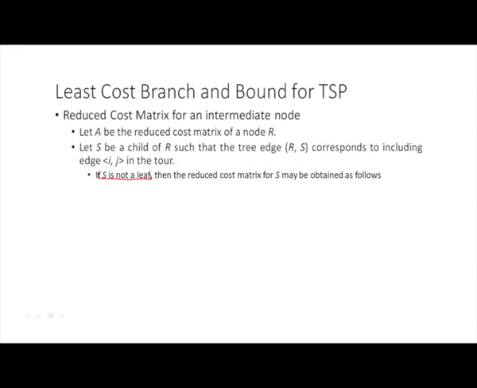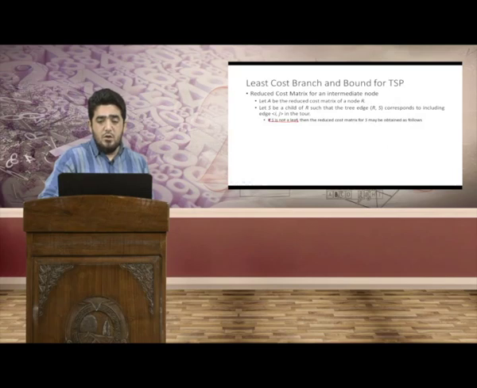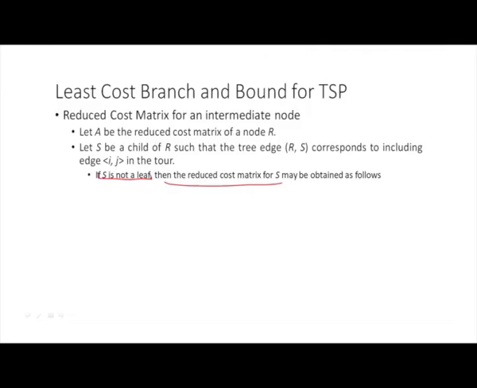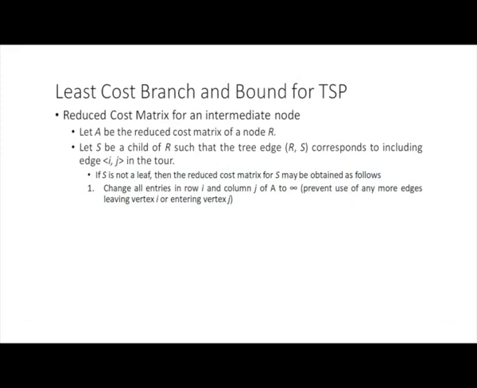So let's consider this case. If S is not a leaf, so there are still some vertices which are yet to be visited, then the reduced cost matrix for S may be obtained as follows. So for non-leaf nodes, we obtain the reduced cost matrix something like this. So what do we do? Change all entries in row I and column j of the current cost matrix to infinity.